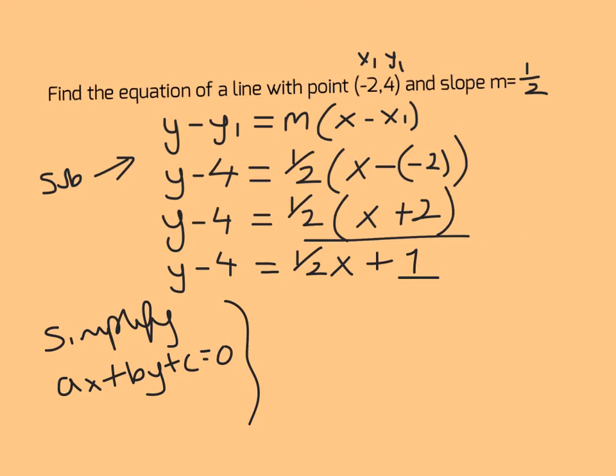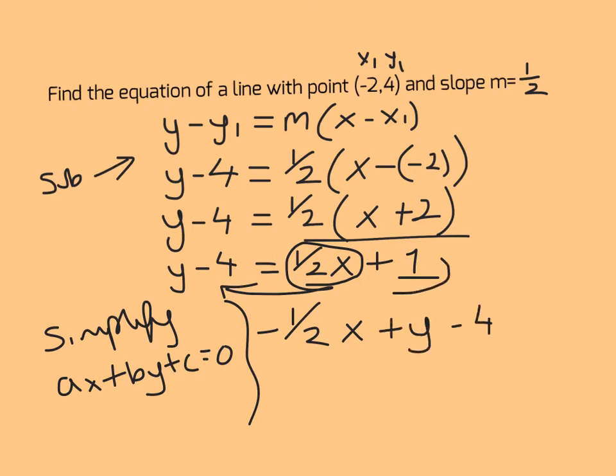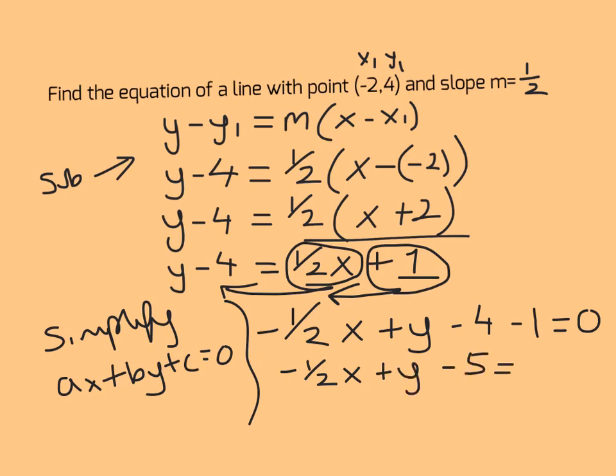So that would involve me bringing this x over to the far side. So I have minus a half x plus y minus 4, and I'll also have to bring this 1 across. So that's minus 1 equals 0. Let's simplify that. So I get minus a half x plus y minus 5 equals 0.